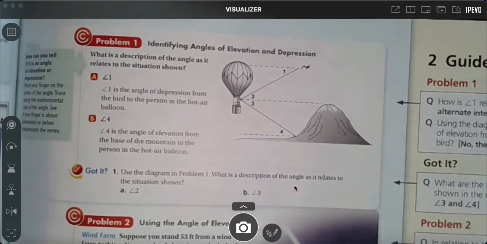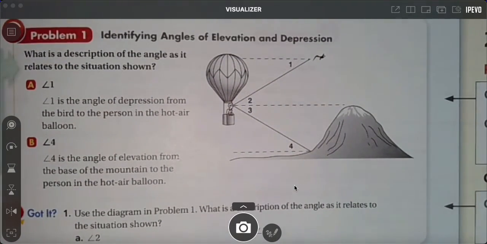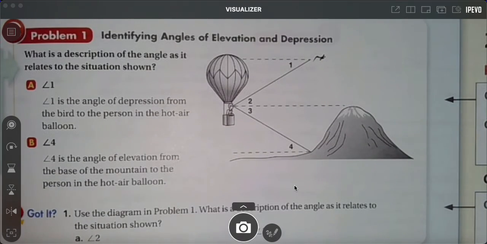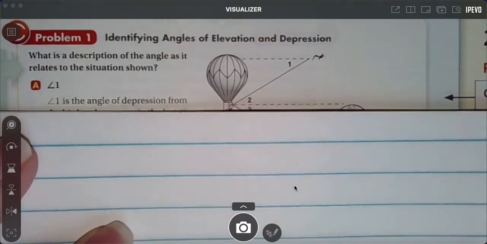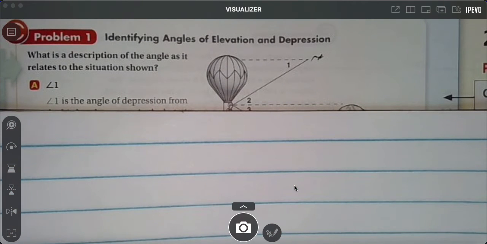All right, the first thing you're going to look at, at the top of your worksheet, is whether it is an angle of elevation or an angle of depression. Something that you may remember, let me cover this up. If I have parallel lines cut by this transversal, what do we know about angles 1 and 2? They are alternate interior angles, so they are equal. One of them is an angle of elevation. One of them is an angle of depression.